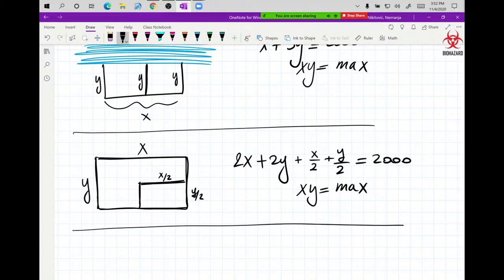Every single one of these problems is solved the same way. Once you figure out geometry, you have your constraint and you have your objective function, solve for either x or y, plug it into the other equation, get the derivative, and you're done. Every problem is the same.